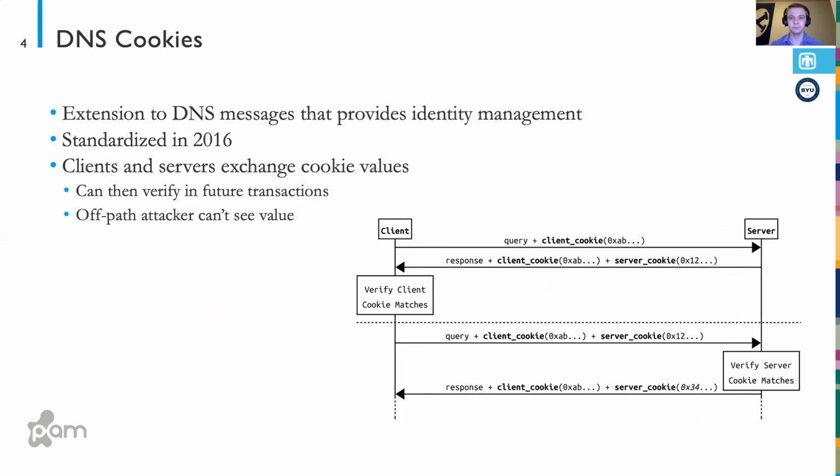and server. So DNS cookies are one solution for providing identity management, and they exist as an option in the Extended DNS, or EDNS, OPT record. These were standardized as an RFC in 2016. Essentially how it works is that a client will include a unique cookie in its query. And when a server responds, they will include that same client cookie as well as a server cookie that they have generated. So what this essentially does is that both parties can then verify the other by ensuring their own cookie is included when the other sends a message to them. And since our attacker is off path, they have no way of seeing these cookie values.